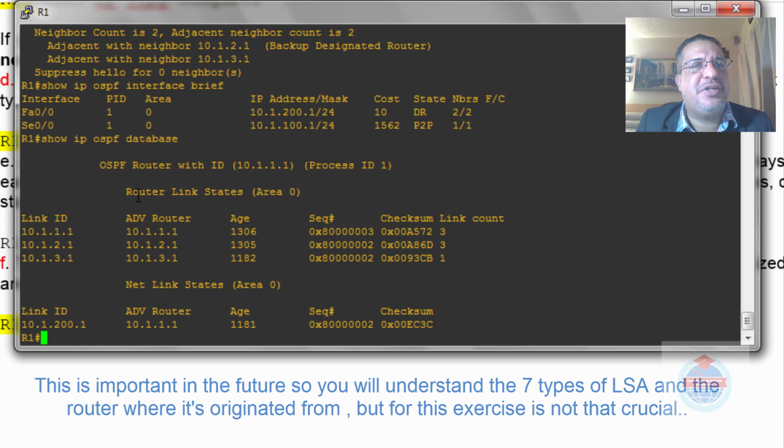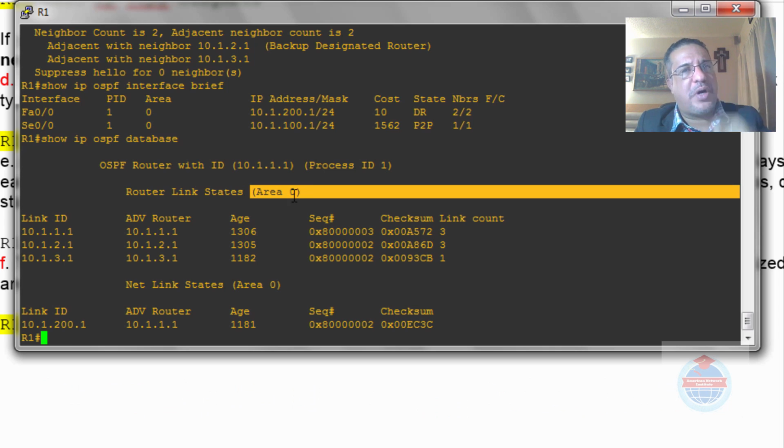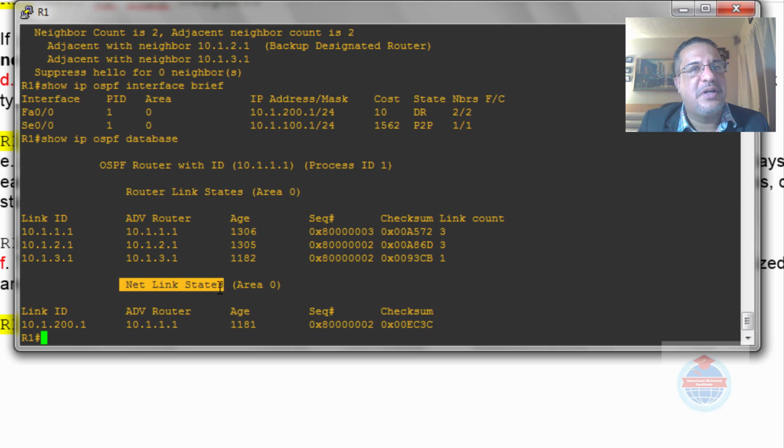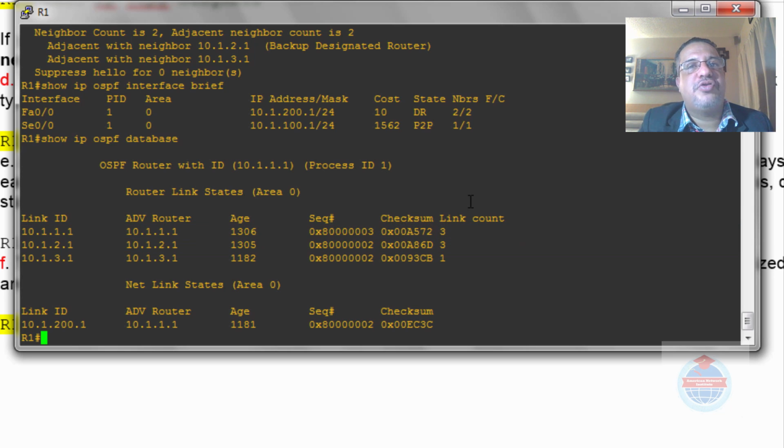Over here you see the different LSA, the different types. You're gonna see we only have area 0, we only have one area so far, but we can see different states and different areas as well. So we can see the different ID numbers from each one of the routers and some important information as well.